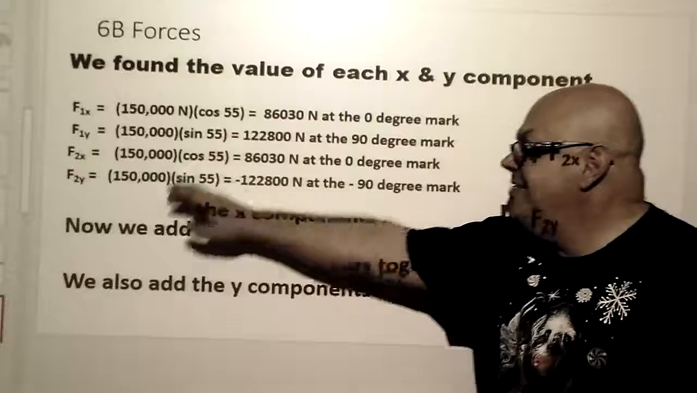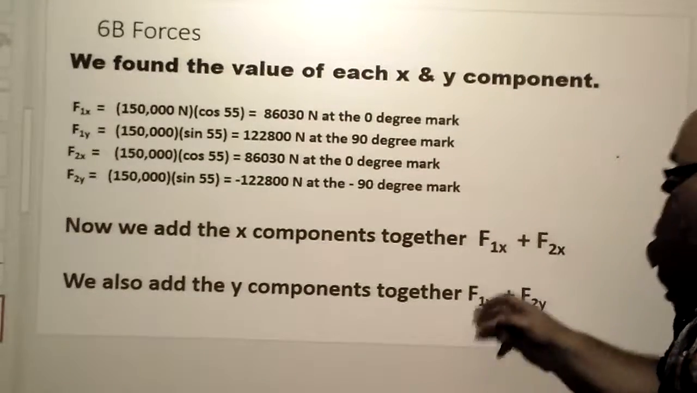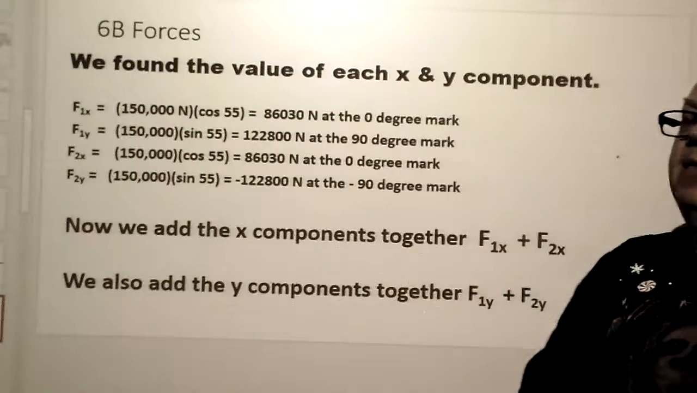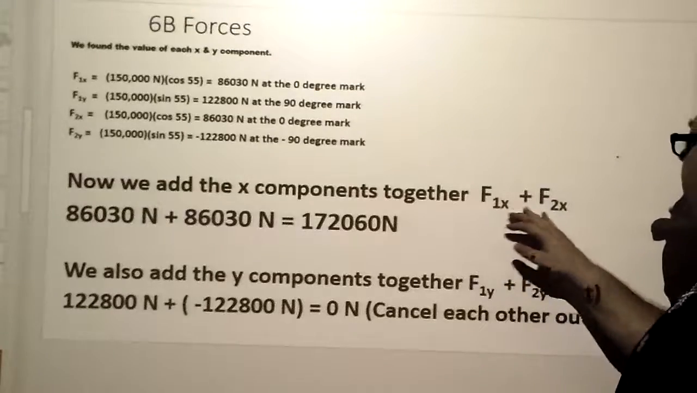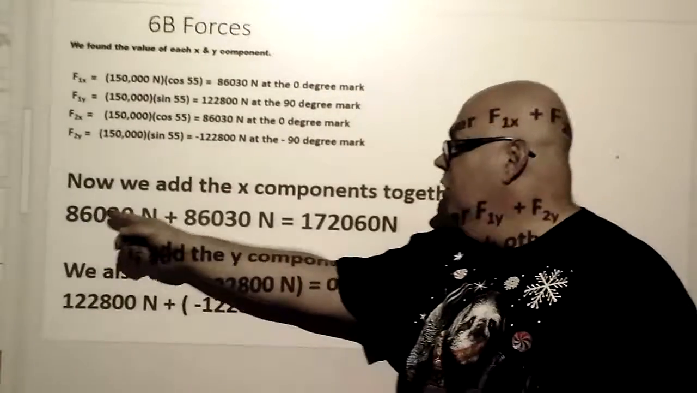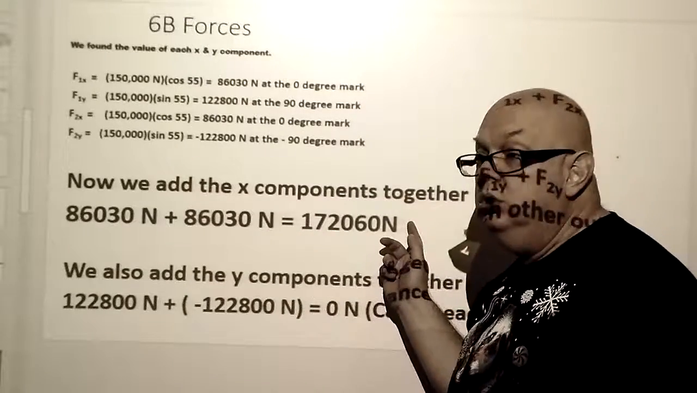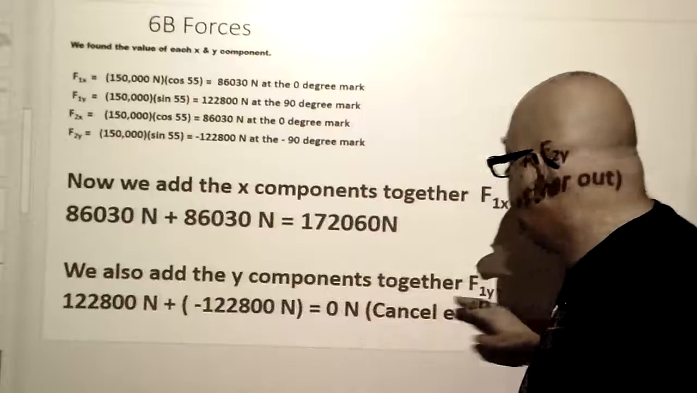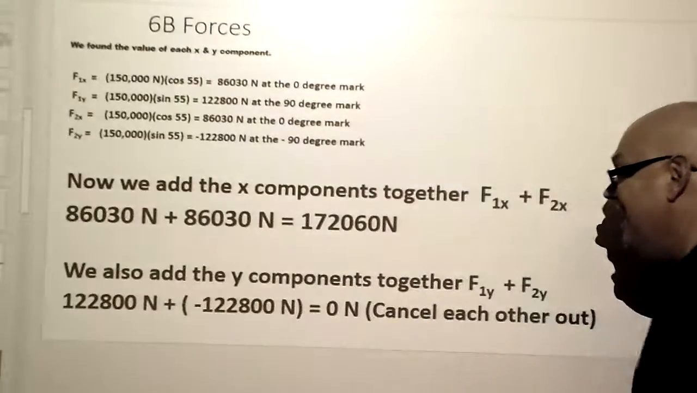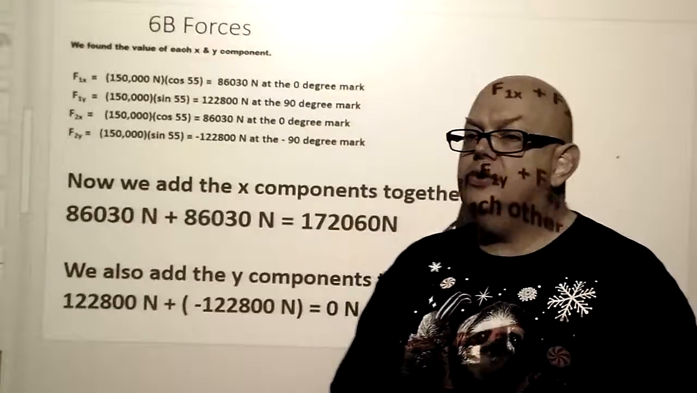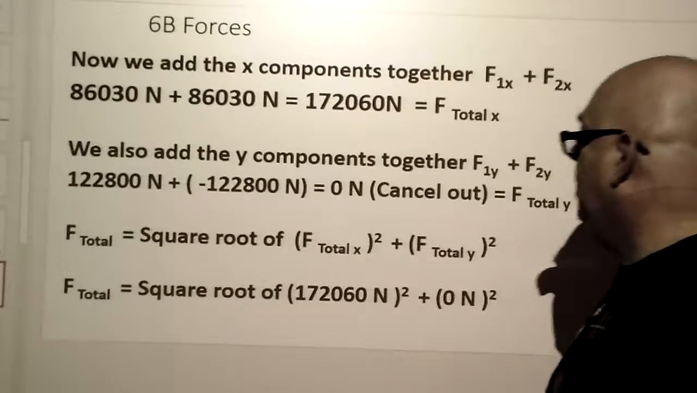So now we're going to add those parts together: F1x plus F2x, F1y plus F2y, because we need to see the total result. Here's F1 in the x and F2 in the x. This is what we get for the total force in the x direction. Here we do the same thing with the y component, but you notice this one's positive, this one's negative. Guess what? They cancel each other out. That's a huge deal. That's huge for us.